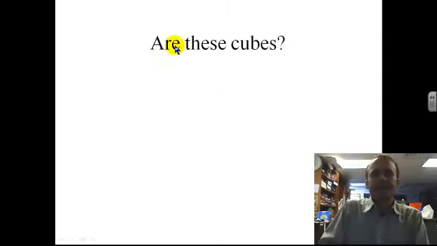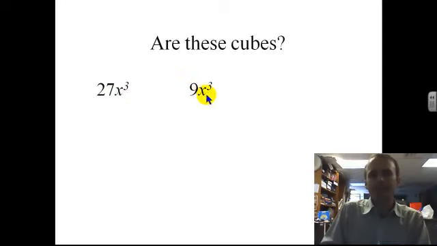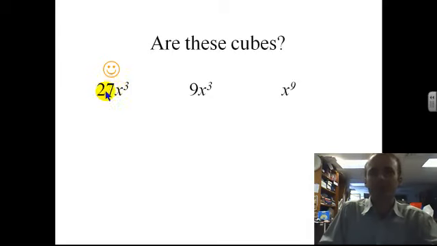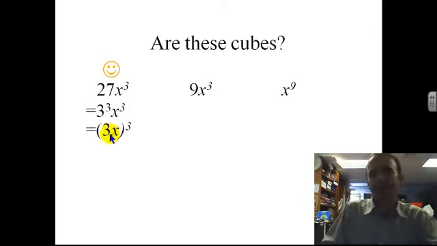Okay, so let's see how well you guys can identify cubes. Are these cubes, 27x cubed and 9x cubed? Are these perfect cubes? Well, let's look at this one first. 27x cubed. Oh, sorry, we have one more. X to the 9th. So are these perfect cubes? The first one, 27x cubed. Yes, this is a perfect cube. And if you look at it, it's because 27 is a perfect cube and x cubed is a perfect cube. So I can rewrite this as 3 cubed, and then I get the 3x. If you multiply that by itself 3 times, you get 27x cubed.